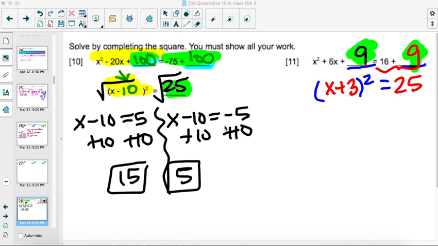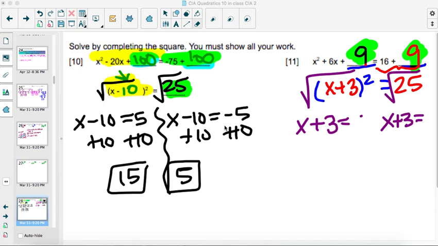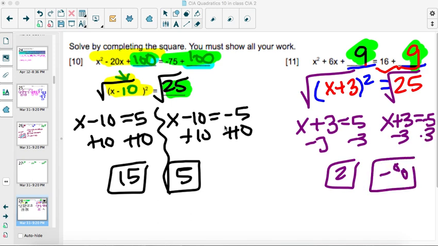And now I'm going to solve the same way I did before by square rooting both sides. Remember, just like before, I write the equation out twice. All right, it could equal 5 or it could equal negative 5. And I minus 3 from both sides. I get 2 for one answer. Negative 5 minus 3 gives me, wow, that is the ugliest 8 I've ever seen. My apologies. Gives me negative 8.